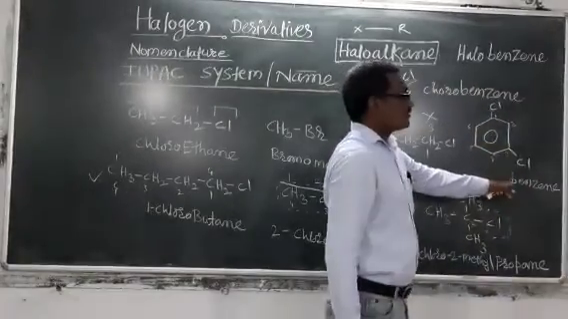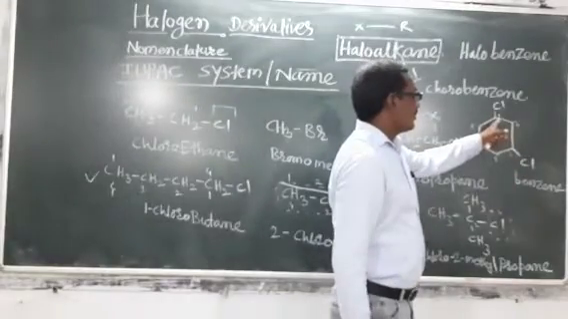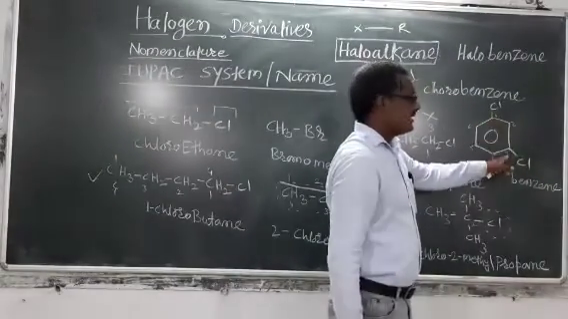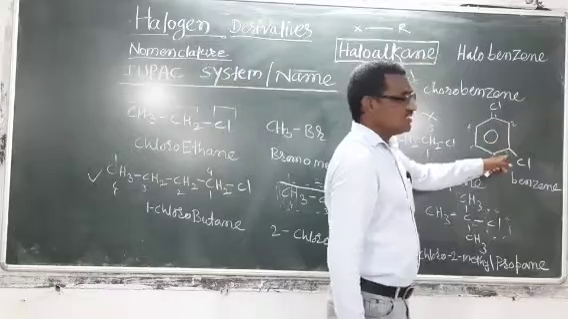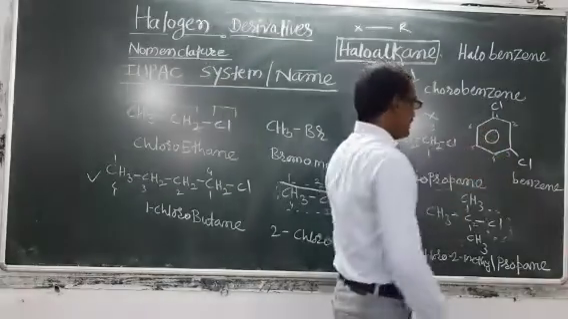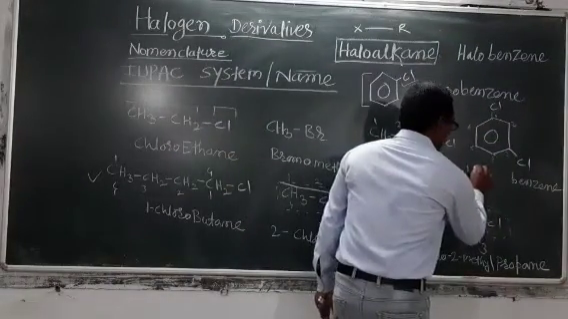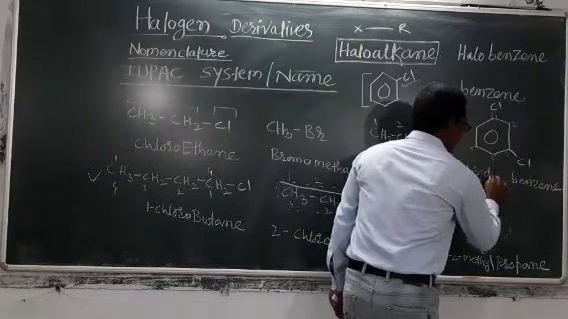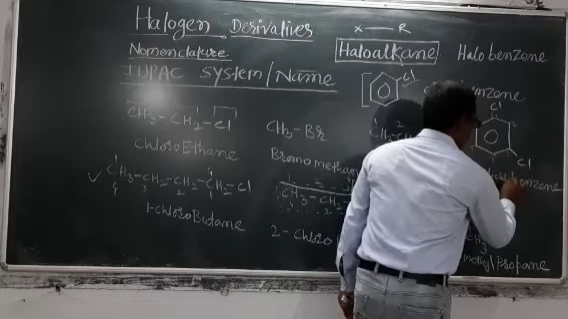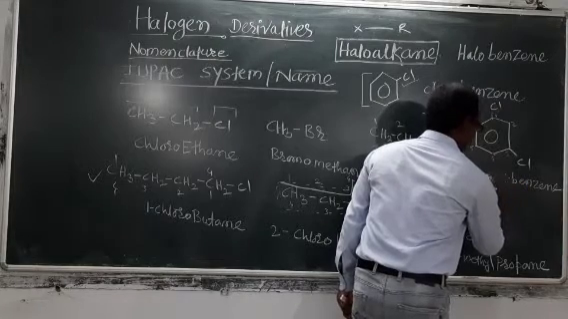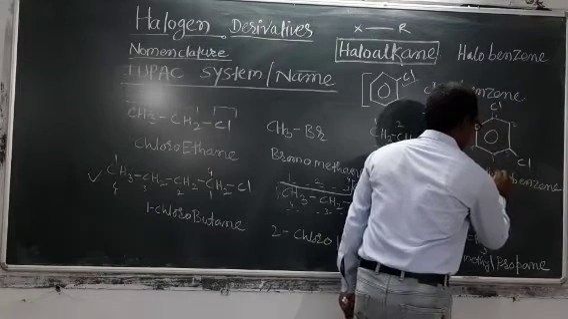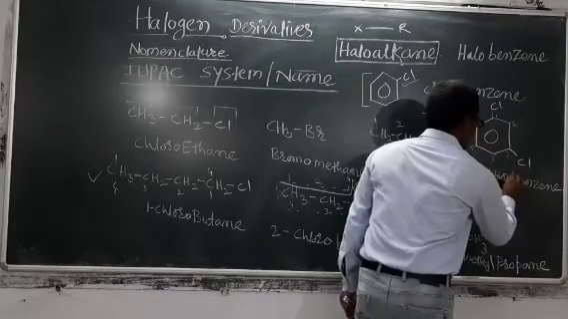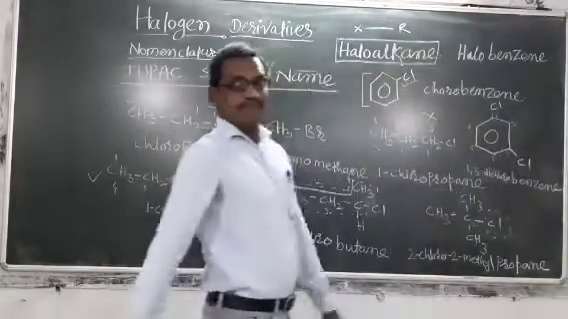Which benzene? Chlorobenzene, with chloro on position 1 and position 3. So the name will be 1,3-dichlorobenzene.